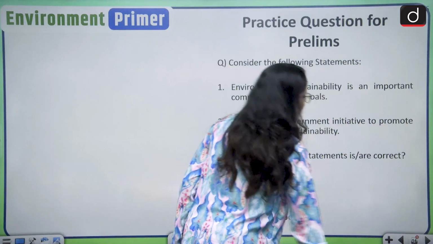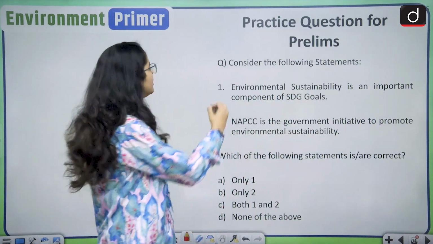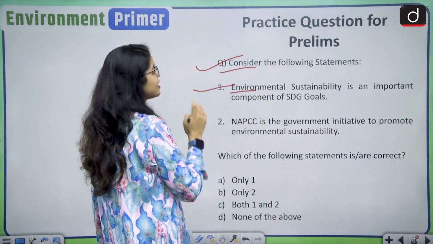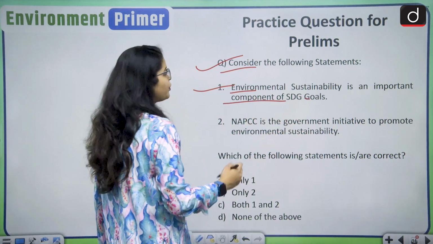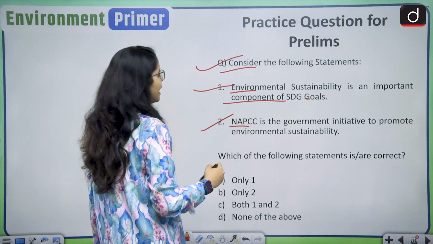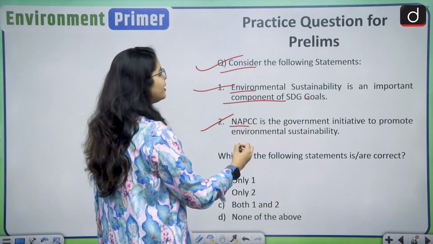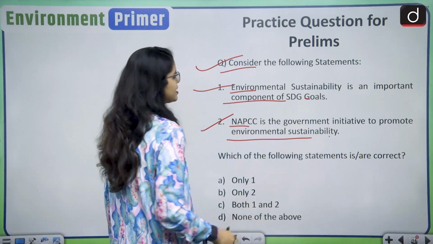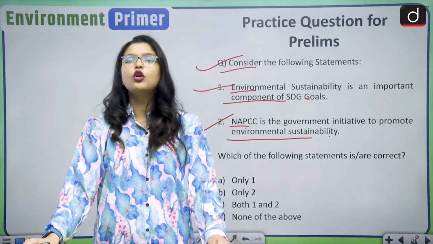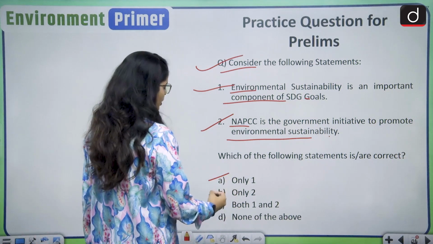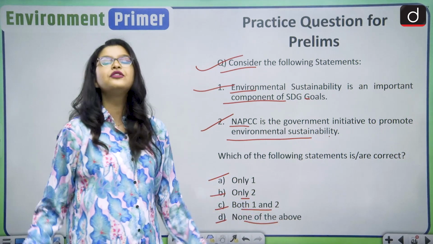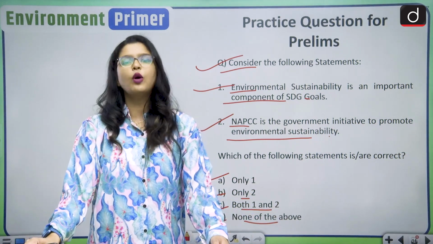Now let us discuss a practice question for your prelims exam. The question is, consider the following statements. Your statement number 1 is, environmental sustainability is an important component of the sustainable development goals. Your statement number 2 is, National Action Plan on Climate Change is the government initiative to promote environmental sustainability. Which of the following statements given above are correct? Your options are, option A is only 1, option B is only 2, option C is both 1 and 2, and option D is none of the above. Kindly drop your answers in the comment box below.